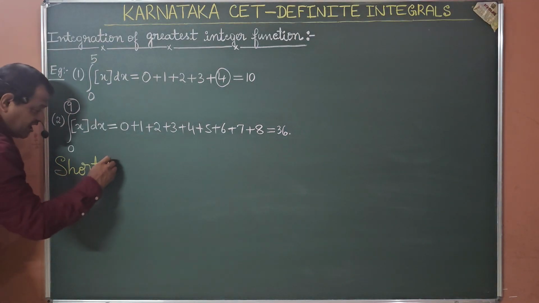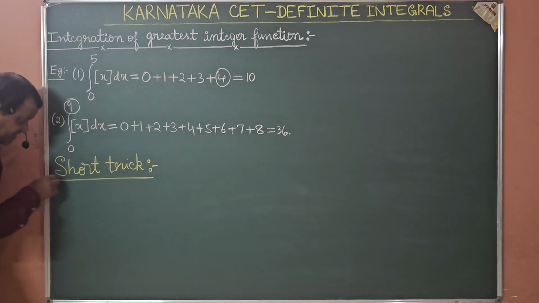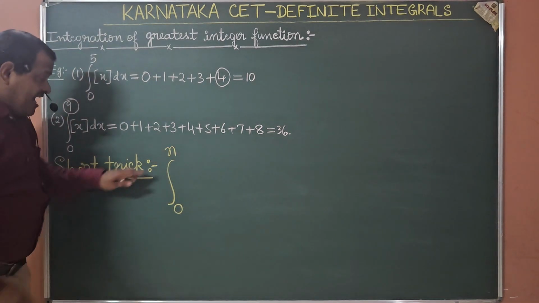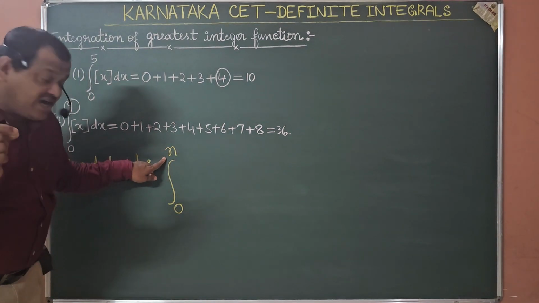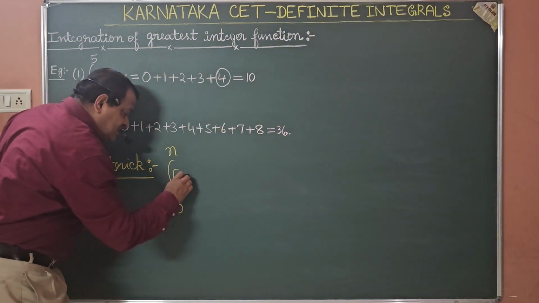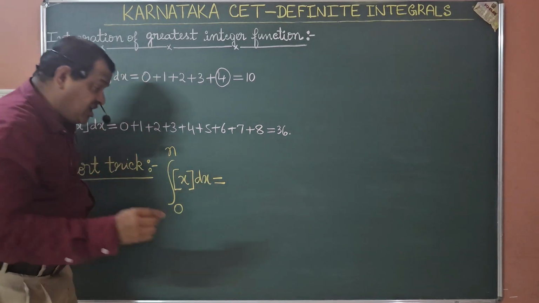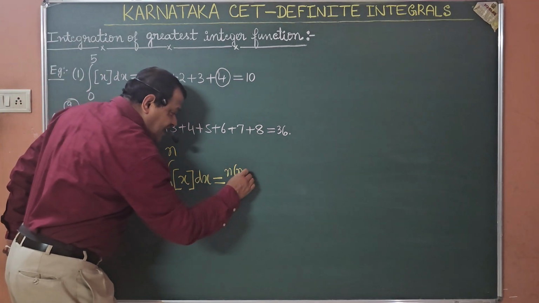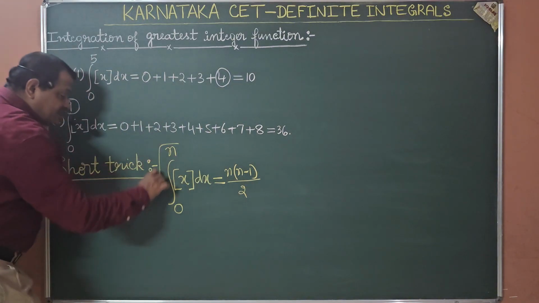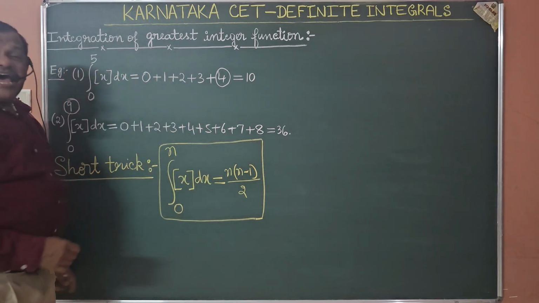Dear students, you please follow the short trick now. That is integration from 0 to n, where n is a natural number, in fact assume any natural number, greatest integer less than or equal to x function dx. The answer is n into n minus 1 divided by 2. This is the short trick. This I request you kindly memorize as a formula.